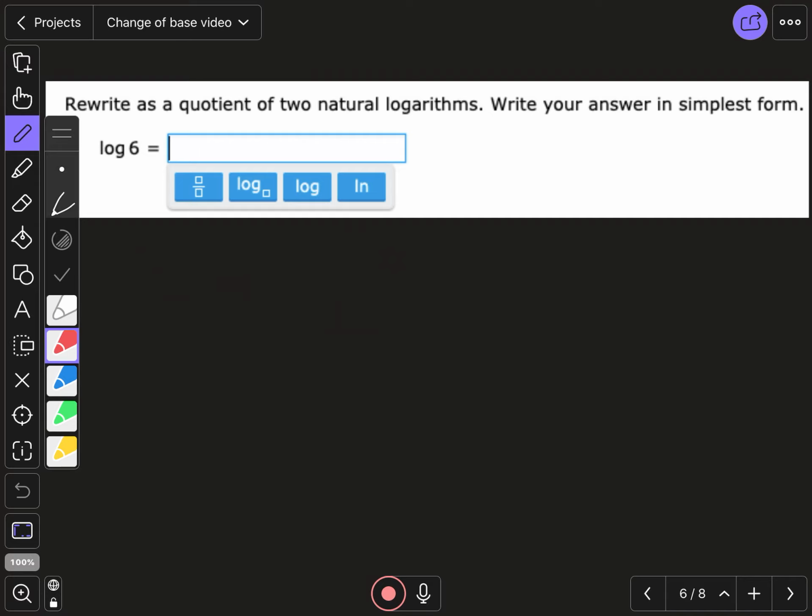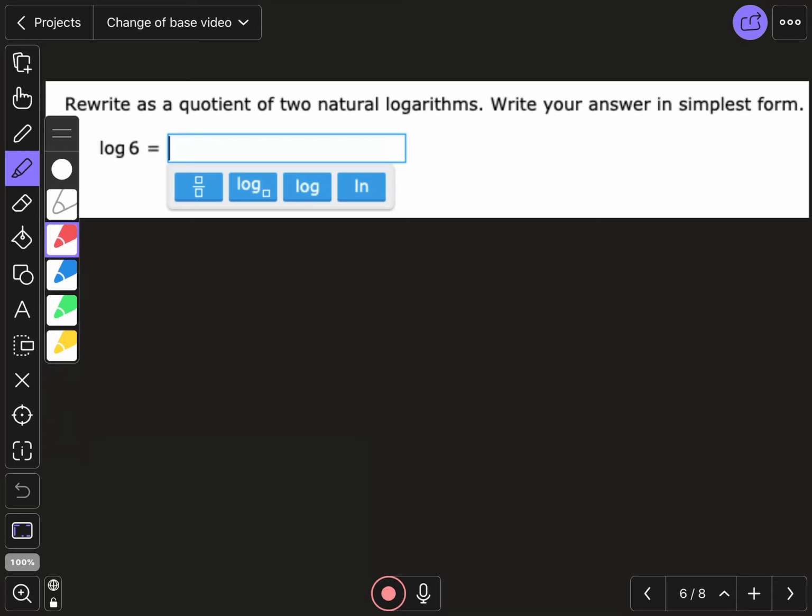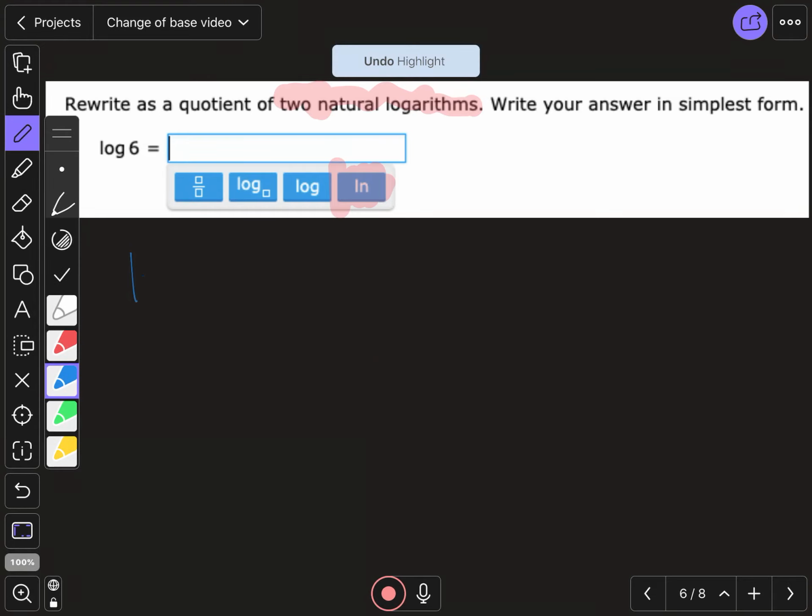Here we have log of 6. So remember what they're telling us here, or not? They want us to write this as 2 natural logarithms. So we're going to be using that natural log button again. So think about what they are telling us but not telling us with this. So log of 6. So remember, this is a common log. Since they didn't tell us the base, that means the base is 10. So you need to watch out for that.